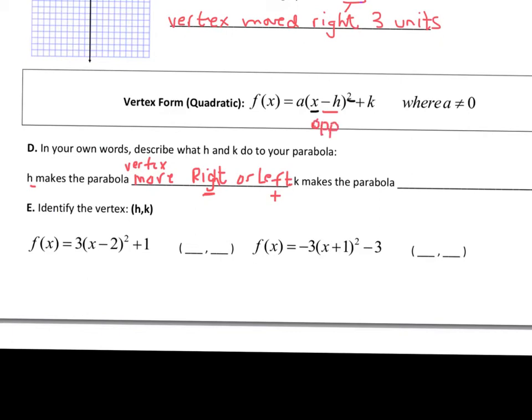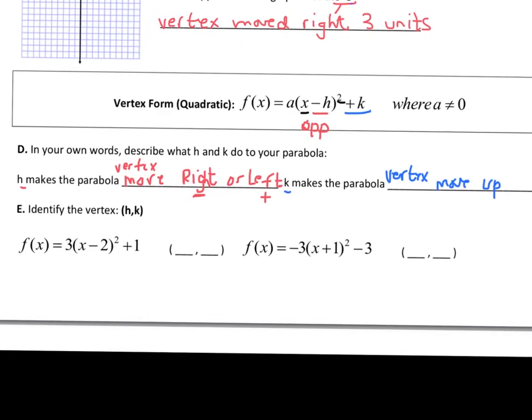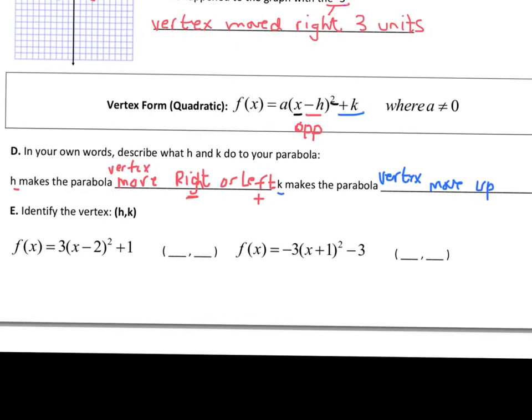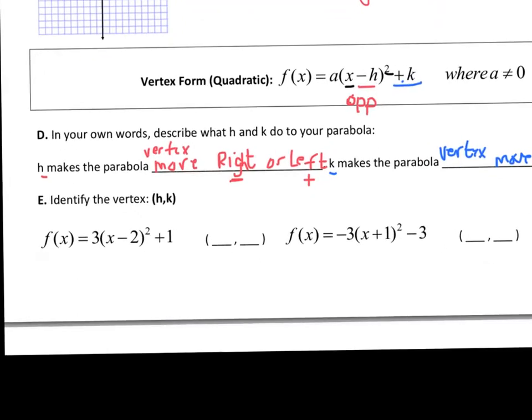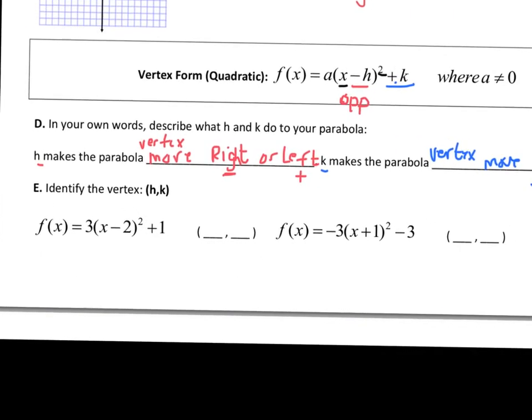When we have a number outside, so the k, it's not inside the parentheses, it's at the end, the k makes the parabola vertex move up or down. It moves up if the sign is positive in front of it, and it moves down if the sign is negative. So let's try these examples.